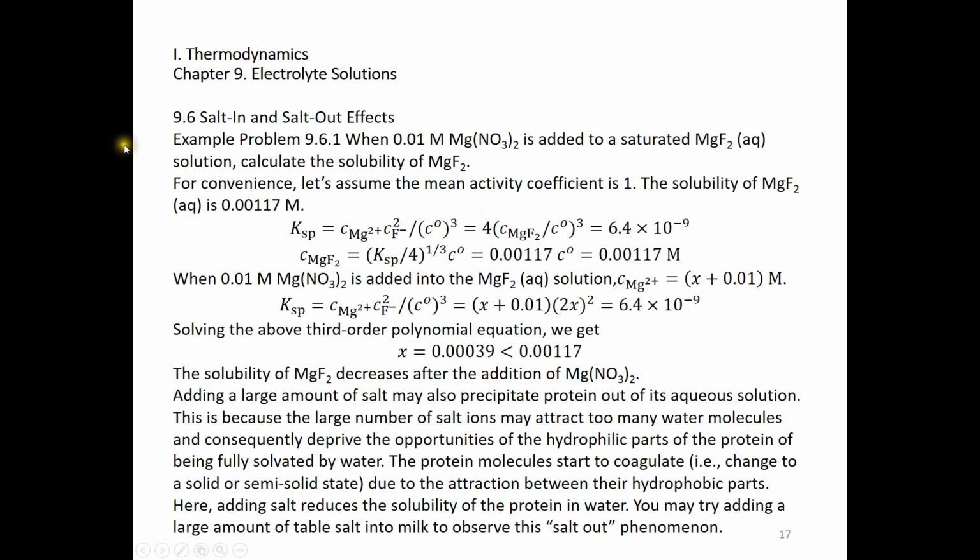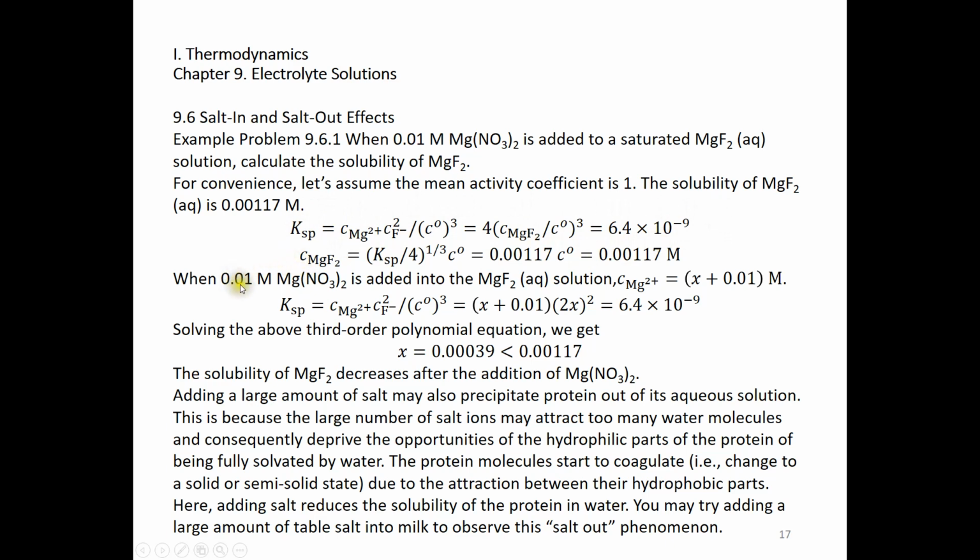Now let's look at another numerical example problem, 9.6.1. This time we're going to add 0.01 molar magnesium nitrate into the saturated magnesium fluoride solution. So again, we're adding more magnesium 2 plus. That means we will be able to see magnesium fluoride precipitate out of the solution based on the Le Chatelier principle. Now let's look at the calculations. Again, for convenience, we're going to just assume the mean activity coefficient is constant 1 so that we don't have to worry too much about computing this. The solubility of magnesium fluoride again is 0.00117, just the same calculation here.